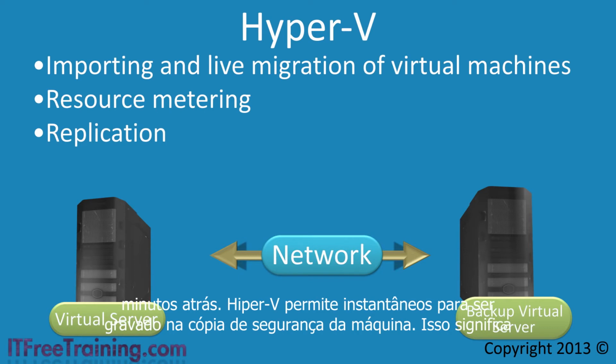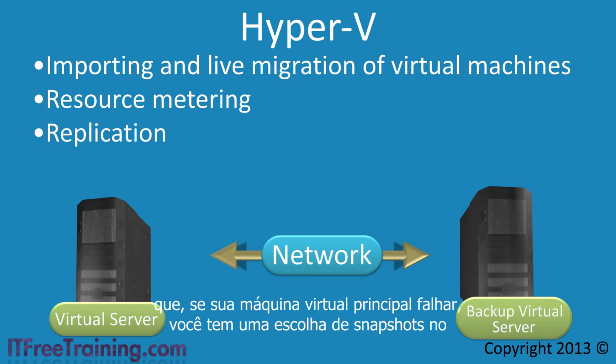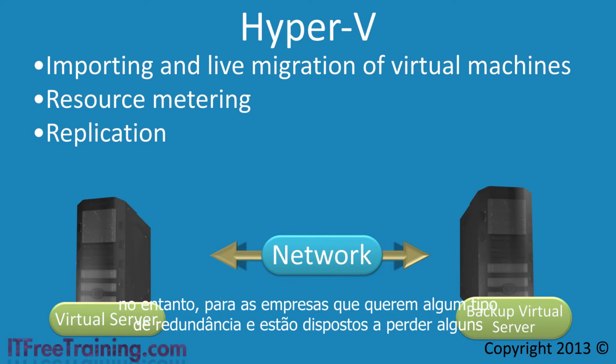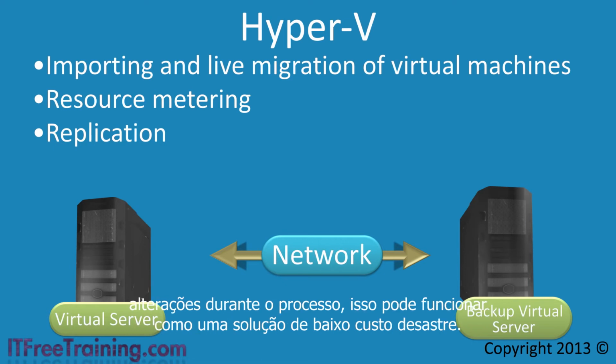Hyper-V allows snapshots to be recorded on the backup machine. This means that if your main virtual machine were to fail, you would have a choice of snapshots on the backup virtual machine to recover from. The solution is not a high availability solution. However, for companies that want some kind of redundancy and are willing to lose a few changes during the process, this can work as a low-cost disaster solution.